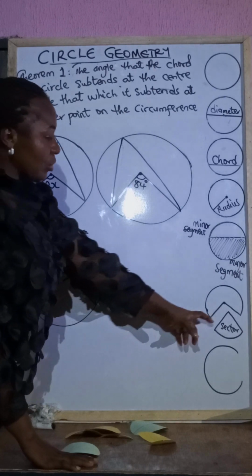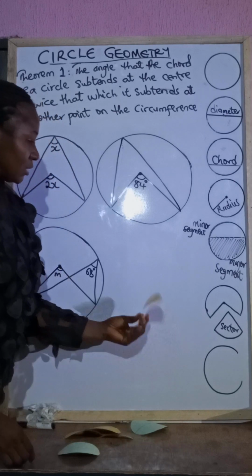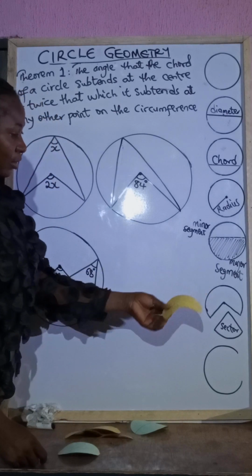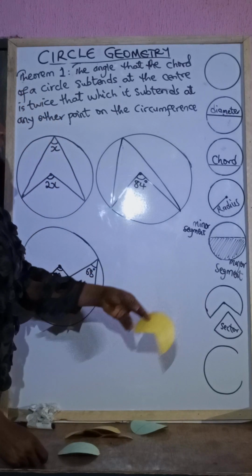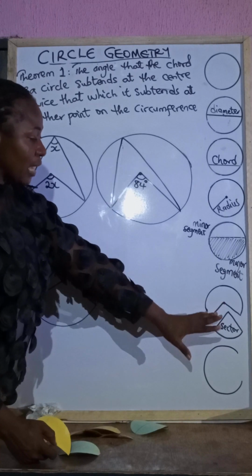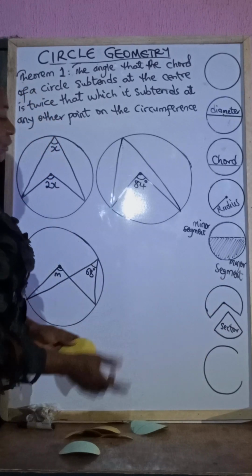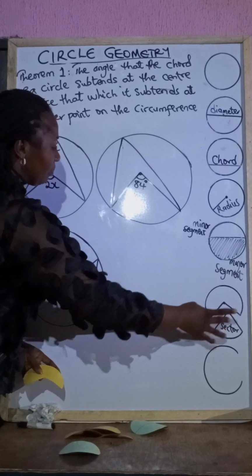We also have what we call the sector of a circle. You can see this is just the sector of a circle. It's the one I cut out using a cardboard model. So this one now, from the center, I have cut out a part of the circle. So this is a sector. This is also a sector. This is the major sector, the minor sector.